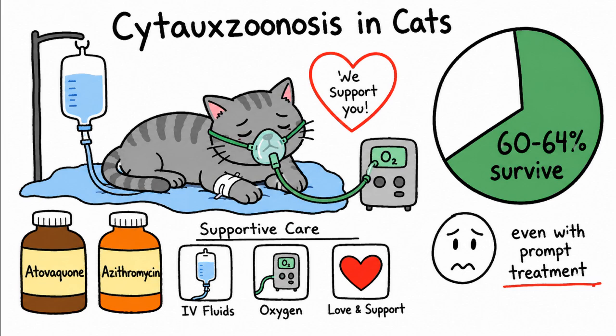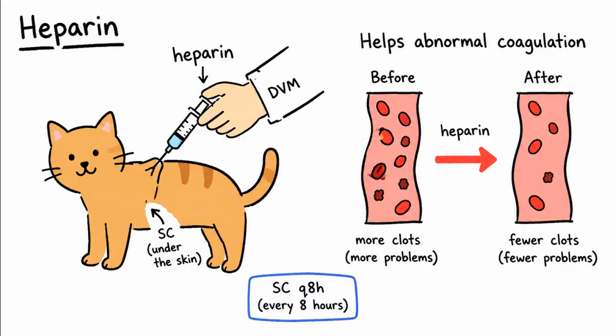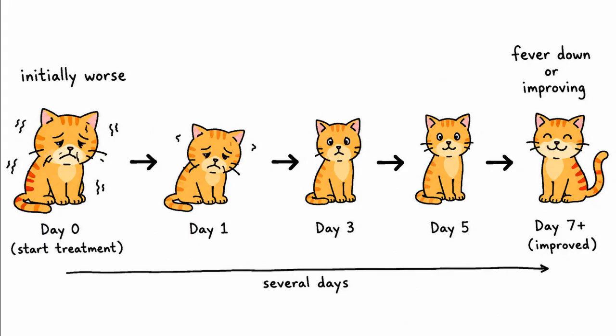Supportive care is essential and may include carefully administered intravenous crystalloids, oxygen supplementation, nutritional support through a feeding tube, and a compatible blood transfusion when anemia compromises oxygen delivery. Heparin may be administered at approximately 100 to 200 units per kilogram subcutaneously every 8 hours to reduce complications associated with abnormal coagulation. Handling should be minimized because stress and increased oxygen demand can worsen respiratory distress. Cats may initially deteriorate despite treatment, and survivors can require several days before their fever and clinical condition begin improving.